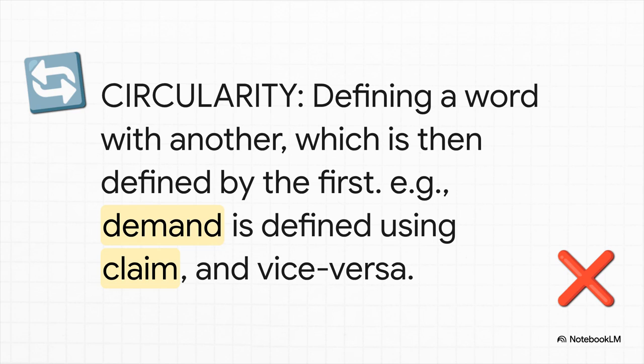The first one is called circularity. I bet you've run into this yourself. It's when you look up a word, say demand, and the definition says to claim something. So you go look up claim, and its definition says to demand something. You're just stuck in a useless loop. It's a huge no-no for a dictionary writer.